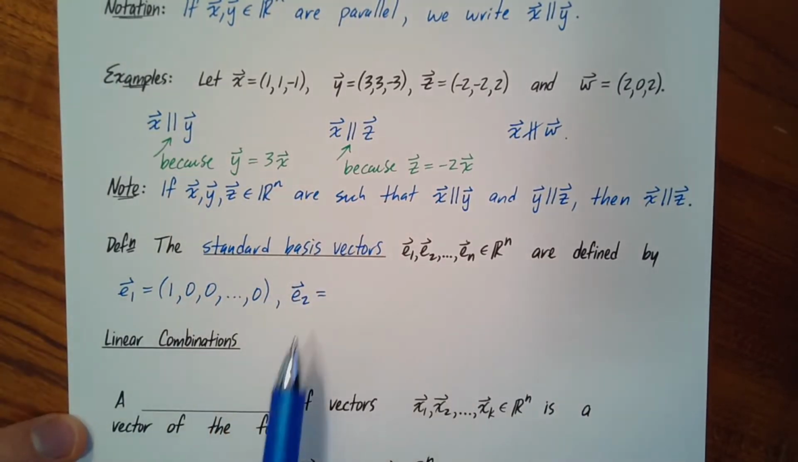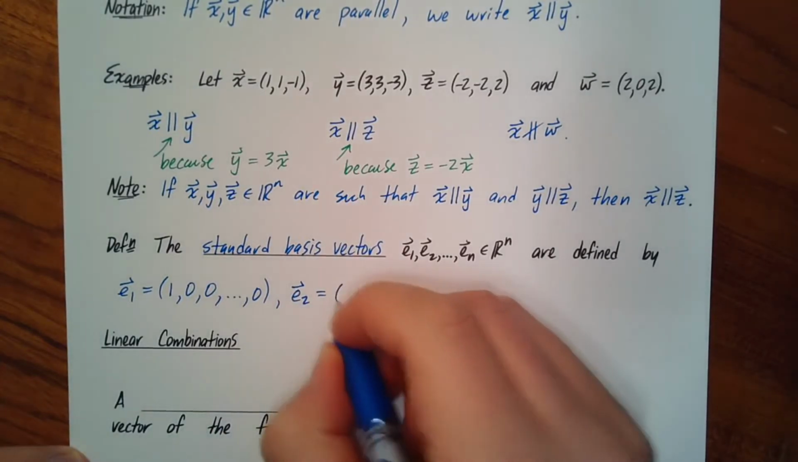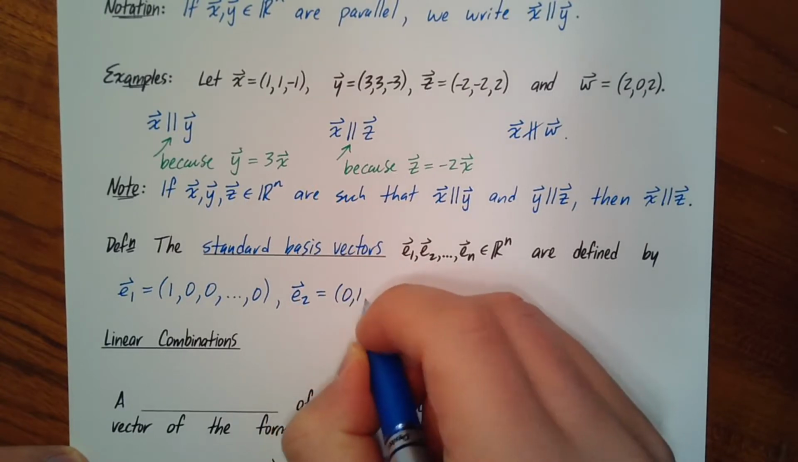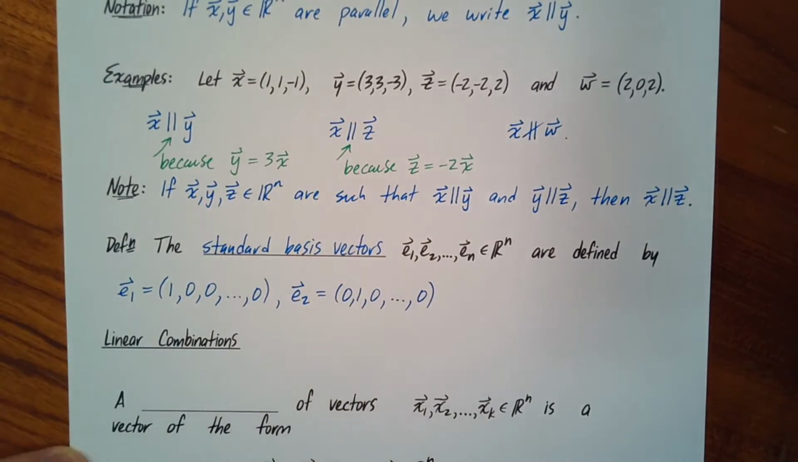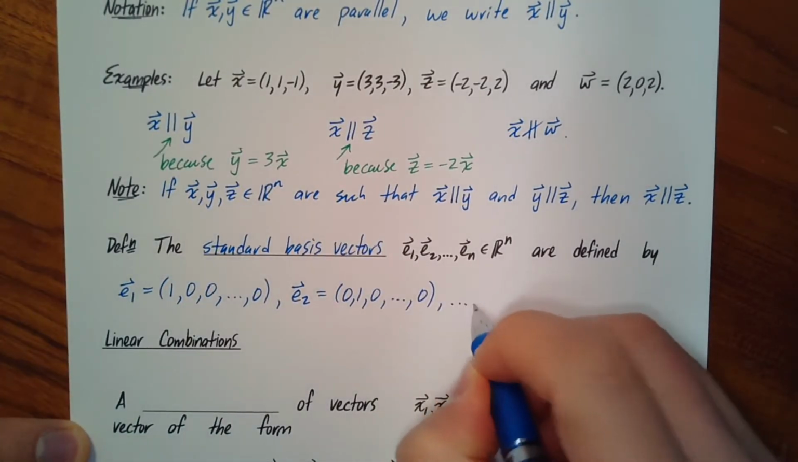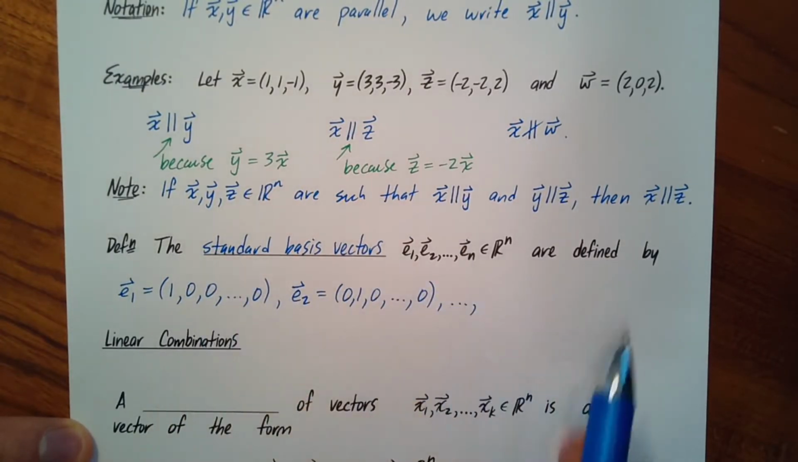well, the second coordinate is equal to a 1. That's what this index really tells you. And then all of the other coordinates are equal to 0. So it's going to look like this: 0, 1, 0, and just keep writing zeros until you get to the very last coordinate. And you carry on in this fashion. So E3, well, the third coordinate would be 1, and every other coordinate would be 0. And keep on following that pattern until you get to the very last one, which in general will be En.